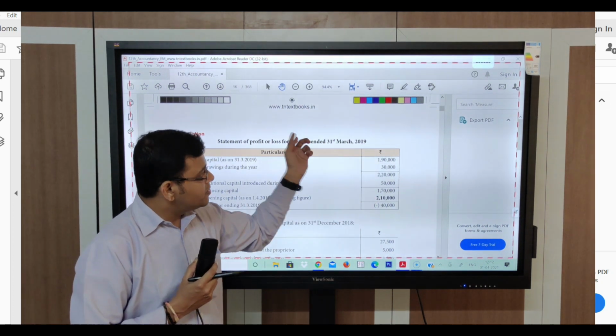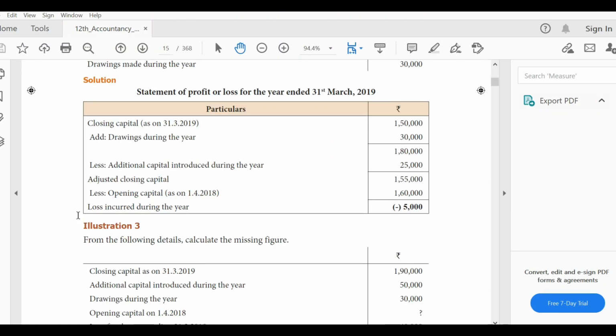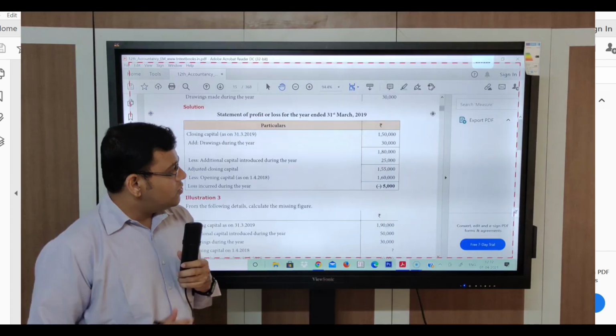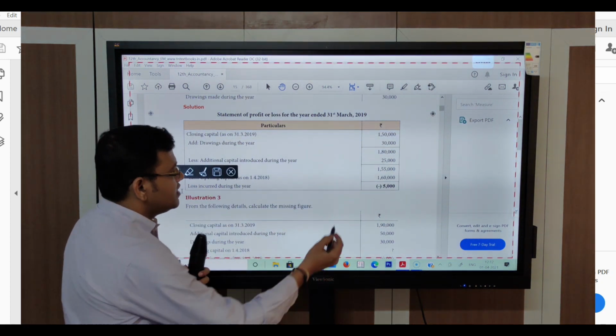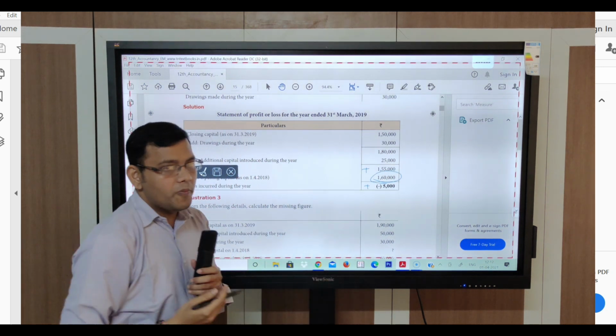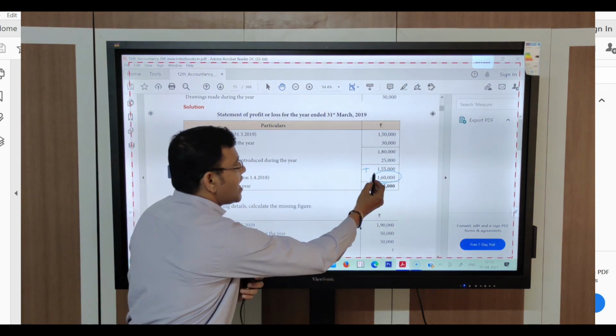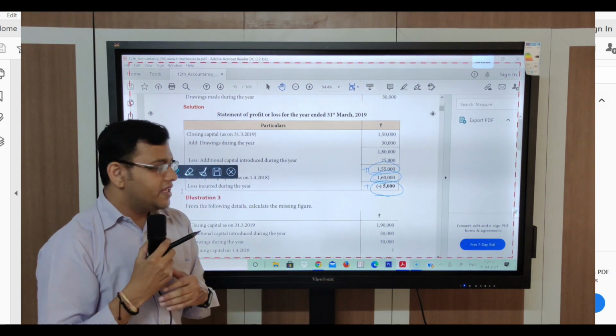Now let me go back to the previous illustration. My adjusted closing capital was 155. My opening capital was 160. That means from my opening, my closing has gone down. That it was a loss. So what do I do here? If I add this and this, I will get the opening capital. I repeat, if I add the closing capital and the loss, I will get the opening capital.